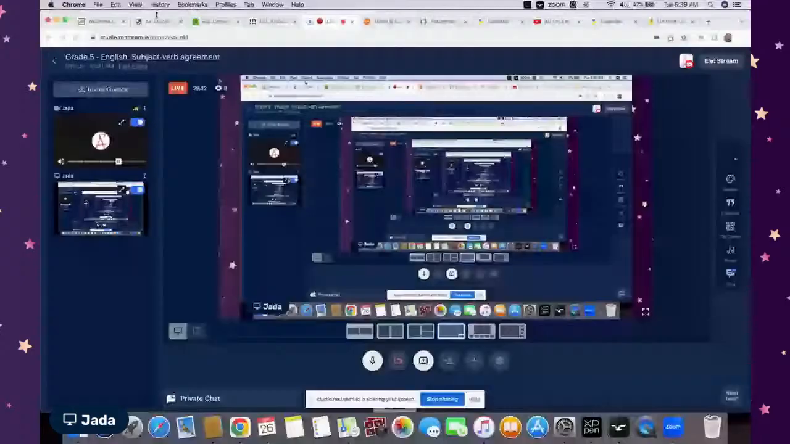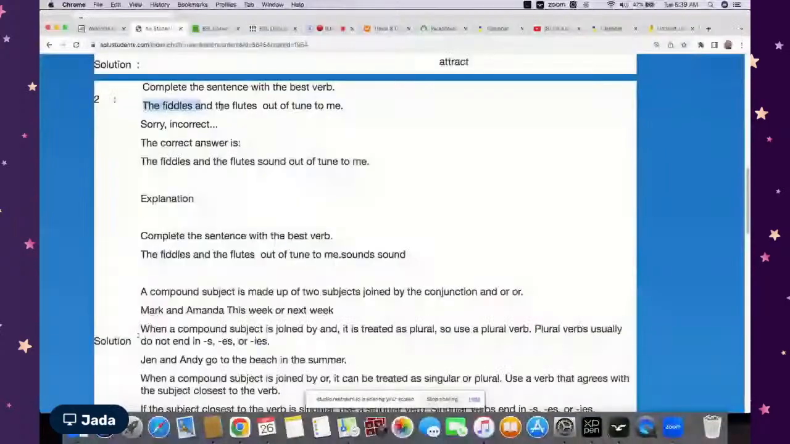All right, so we're just going to look at the sentence with the best verb here. The fiddles and the flutes dash out of tune to me. Now we have the fiddles and the flutes. Remember that I told you that once you see that the compound subject has an and, you know that it's plural. So this is going to be plural. You're going to have what? A plural verb. And the right plural verb is what? Sound.